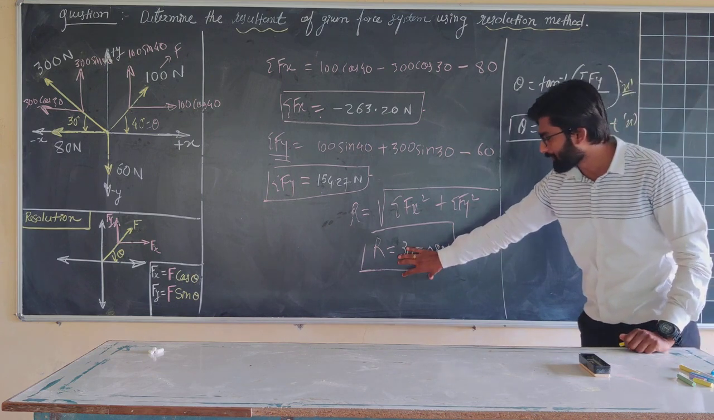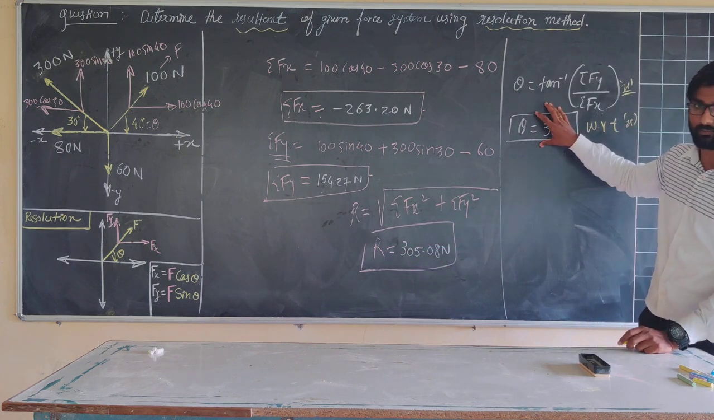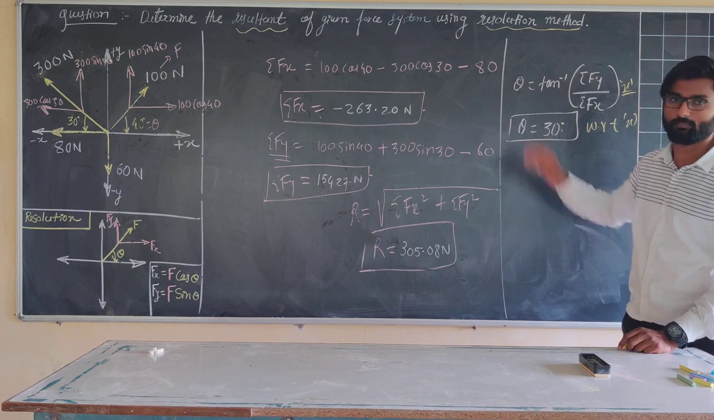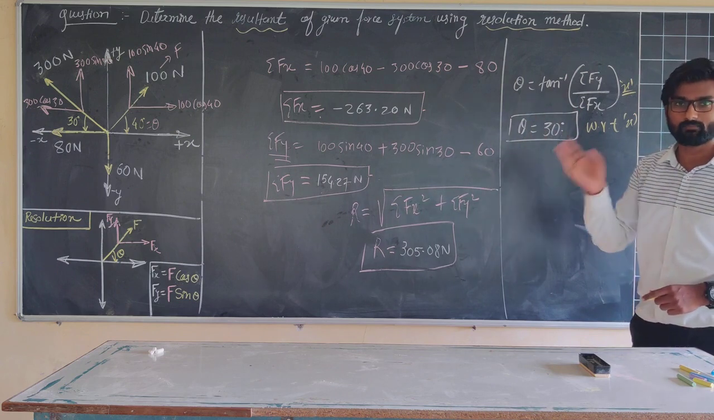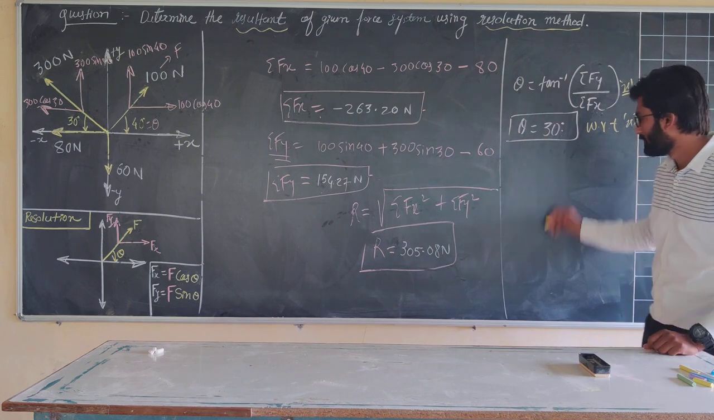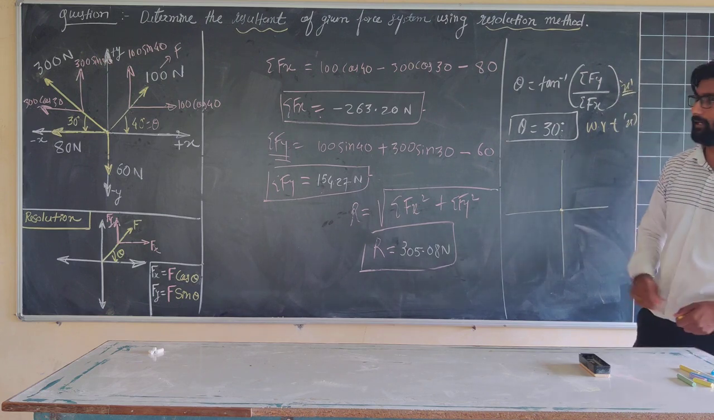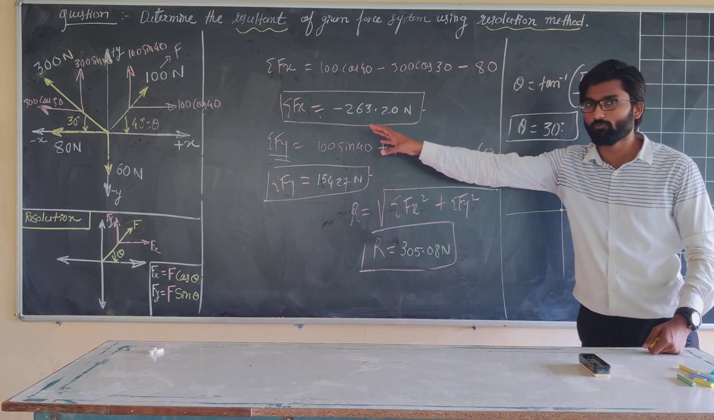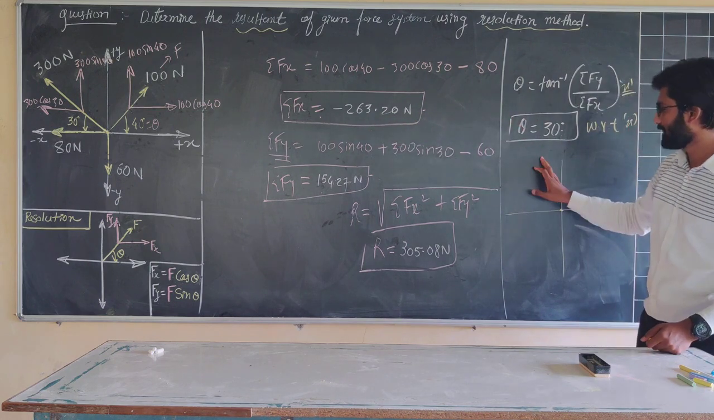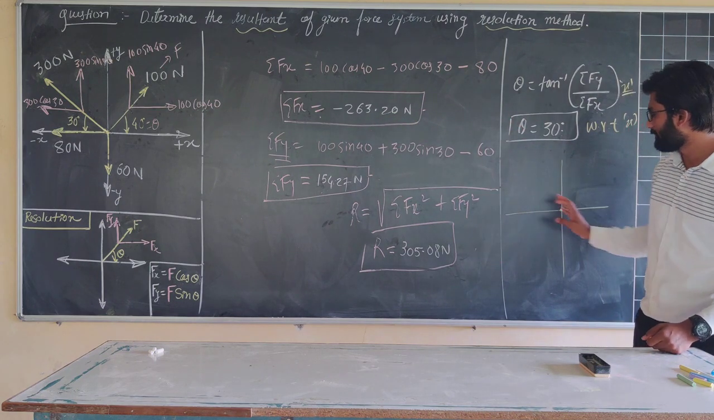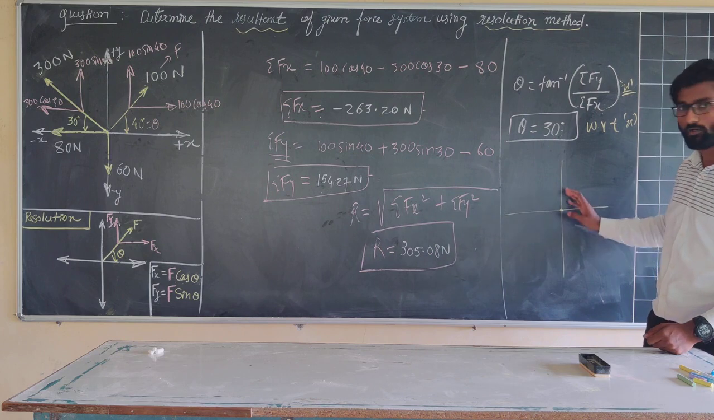Now we have got the magnitude and also the direction. Now we have to represent this resultant in its magnitude and direction graphically. So this is the point. Now we have replaced these four forces with a single force. Now we have to determine whether it is acting in the first, second, third or fourth quadrant.